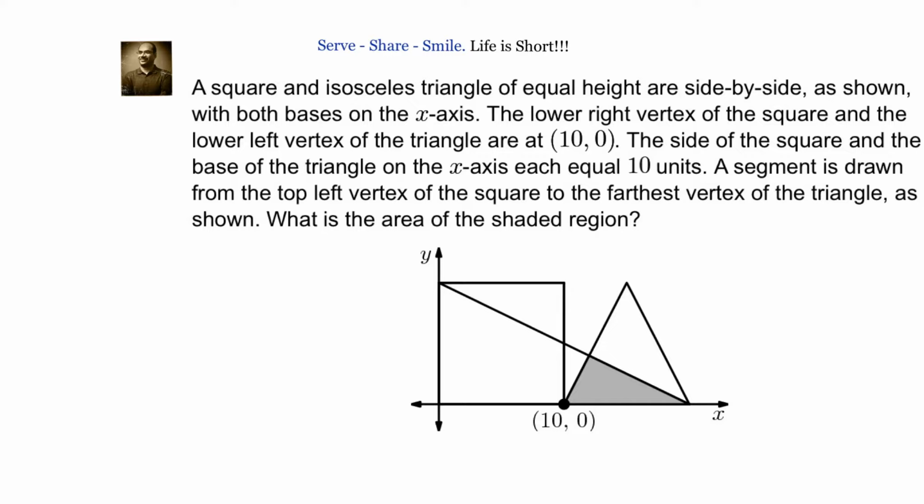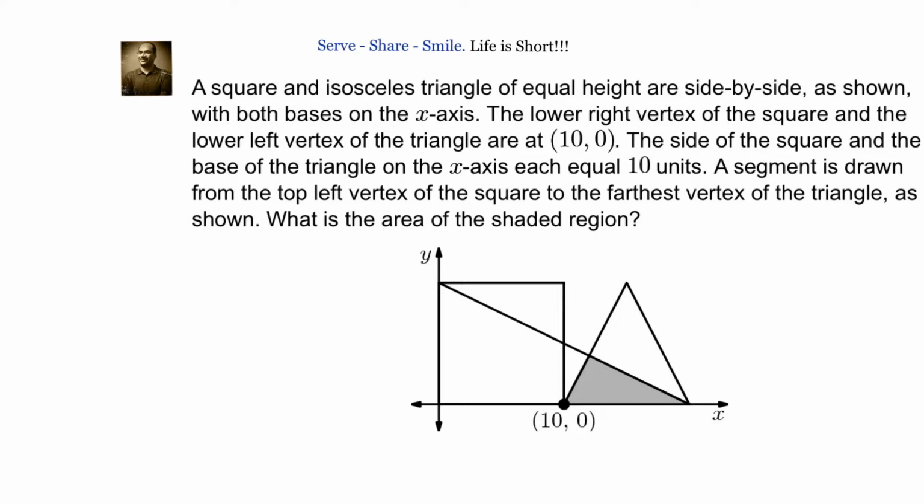A segment is drawn from the top left vertex of the square to the farthest vertex of the triangle as shown. What is the area of the shaded region? Now we can solve this problem using geometry concepts, similarity of triangles, or we can solve it using coordinate geometry. We are solving a lot of problems with geometry, so let us for a change try to solve this with coordinate geometry. Coordinate geometry means first we have to get all the coordinates.